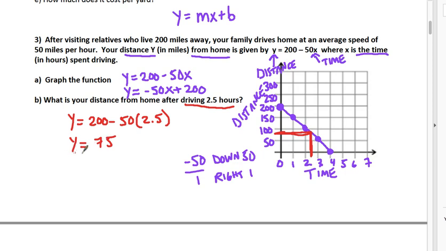And again, y represents miles. So we are 75 miles from home when we've been driving 2.5 hours. And that matches our picture pretty well. So here's 2.5 again. This is about 75. That looks right. Okay. So that is going over what your homework was.